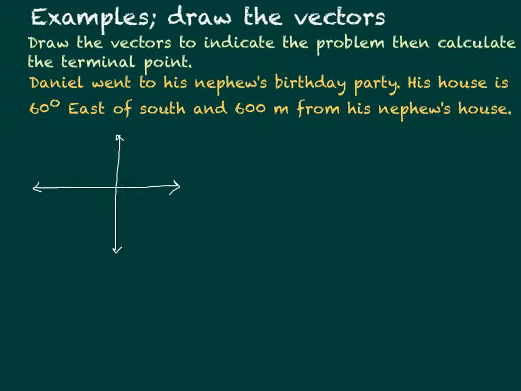In this next one, Daniel went to his nephew's birthday party. His house is 60 degrees east of south and 600 meters from his nephew's house. So his house, we'll consider at the origin, 60 degrees east of south is going to be right there. So we have 60 degrees and it's 600 meters.